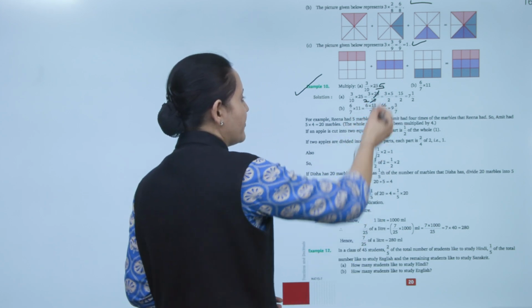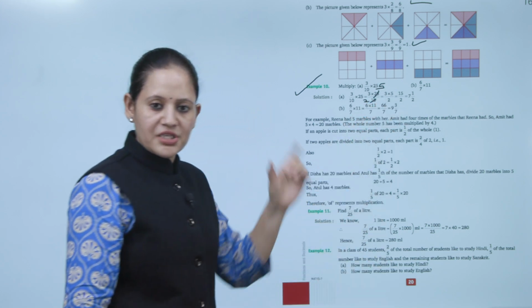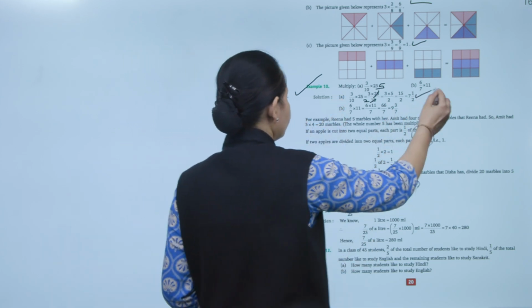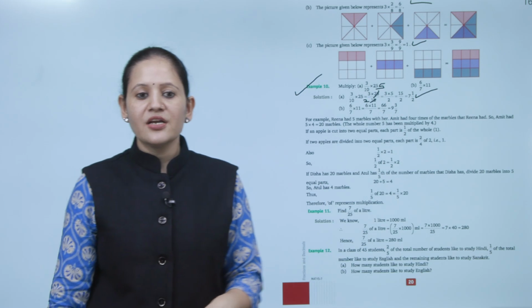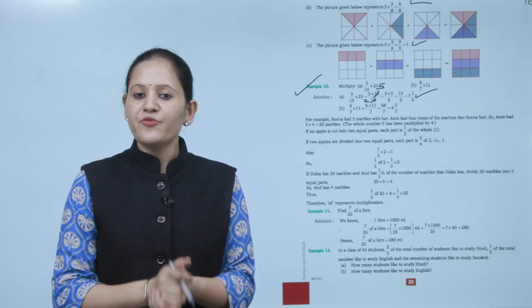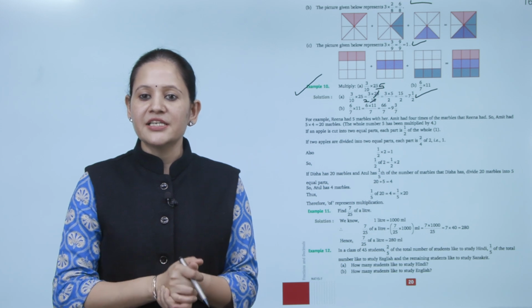3 into 5 upon 2, 15 upon 2. 15 upon 2 is an improper fraction, so we'll change it into a mixed fraction, that is 7 1/2. Clear? For example, Reena had 5 marbles with her. Amit had 4 times the marbles that Reena had.